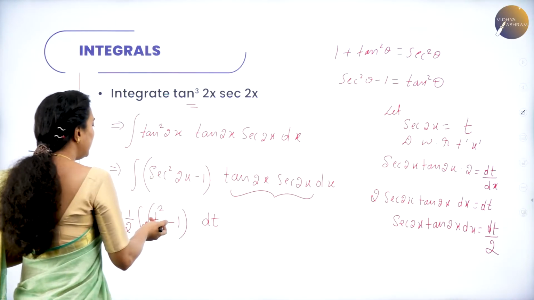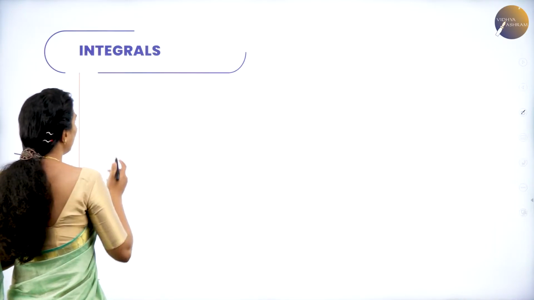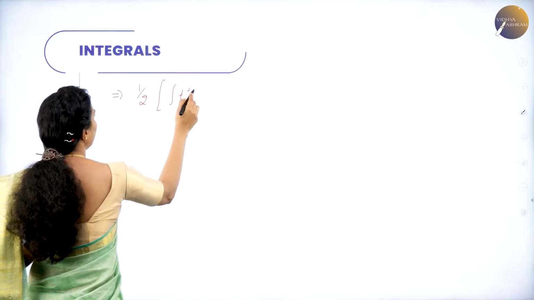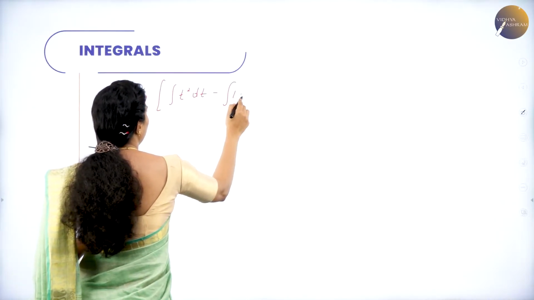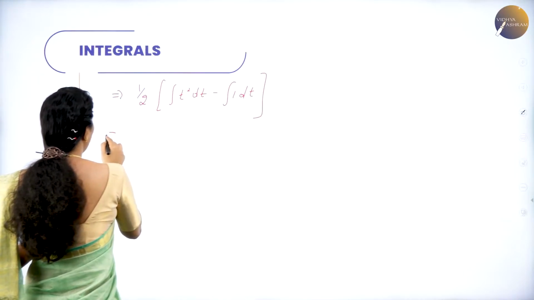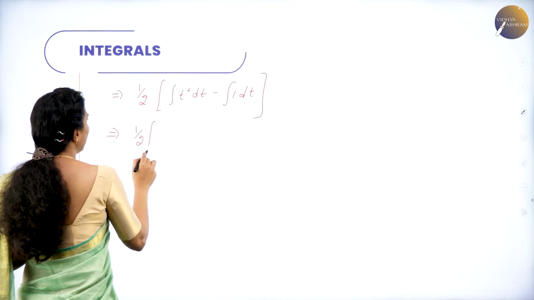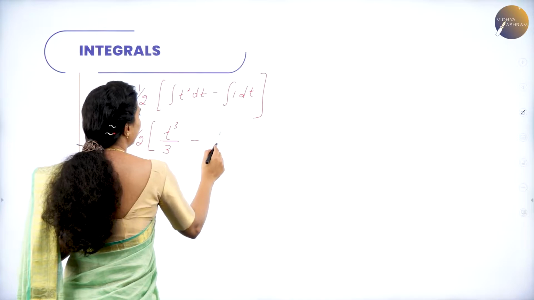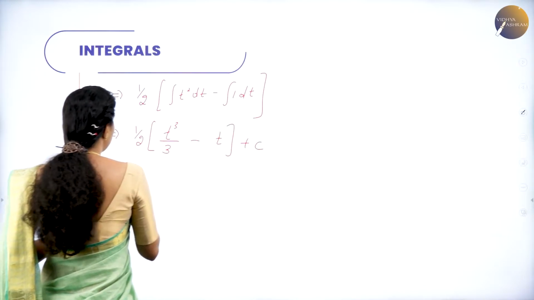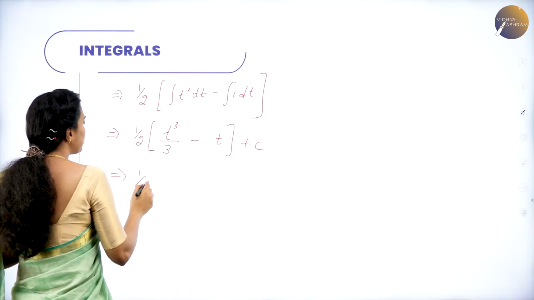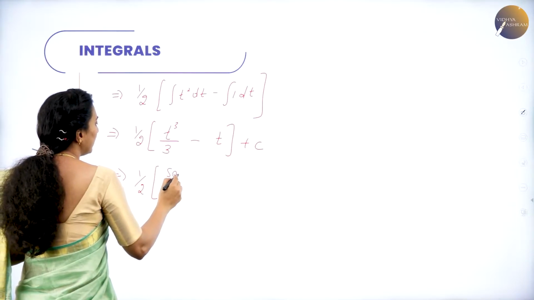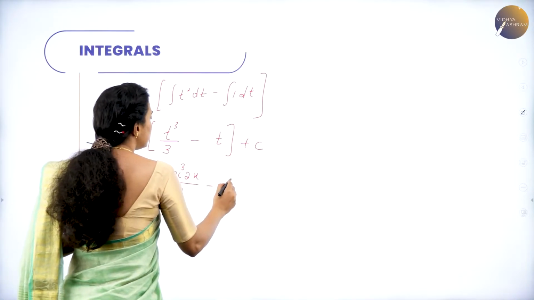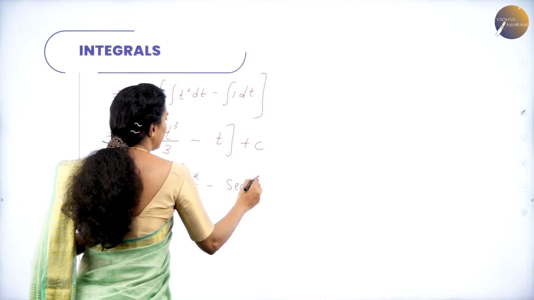Now, dear students, integrating this separately is very easy for you, which will give 1 by 2 into the integral of t squared into dt minus 1 into dt. Now, after integrating this, you are going to get the answer. T squared integration is t cube divided by 3 minus 1 into dt integration is t plus c. Now, substituting back, we have substituted t as secant 2x. So, secant 2x whole cube divided by 3 minus secant 2x plus c.